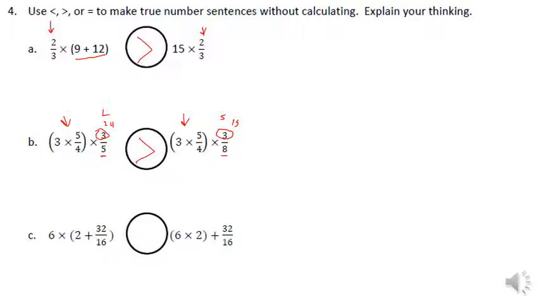Going down to C, I'm looking to see what's being multiplied. And this is 6 times the sum of 2 and 30 sixteenths. And here it says 6 times 2 and adding it. Okay. Well, as you can see, I'm still multiplying 6 times 2 here and 6 times 2 here. But over here, I'm adding 30 sixteenths one time, where here I'd be multiplying it by 6. So once again, this would be greater than.